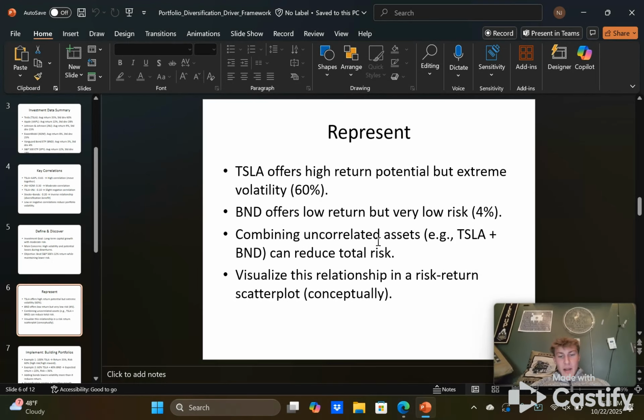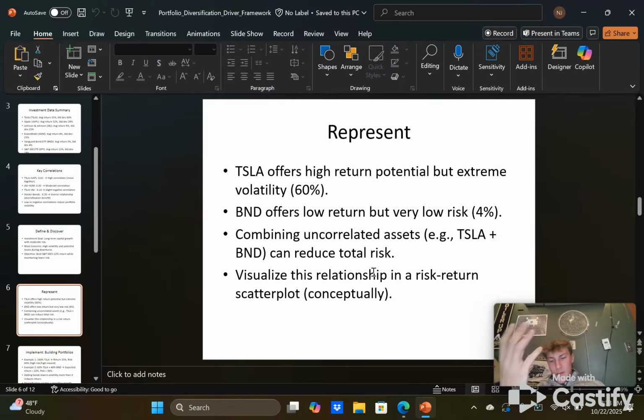Then combining uncorrelated assets like Tesla and the bond can reduce the total risk overall. You put a lot of money in the bond, so you're definitely making a little bit of money, and then you put the rest of your money in something a little more risky like Tesla. Sprinkle that in a little bit and it could be very successful, or if it goes wrong, you'll likely at least break even, which isn't the worst case scenario.